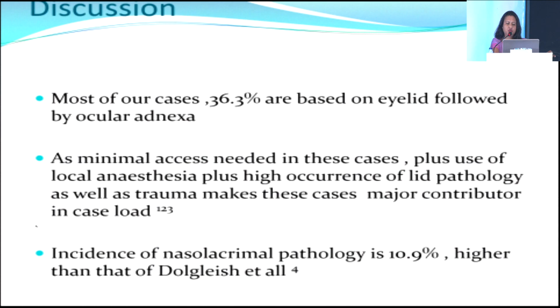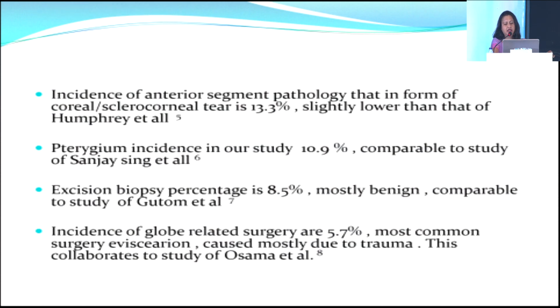Now, coming to our discussion, most cases are based on the eyelid followed by ocular adnexa. As minimal access is needed in these cases, plus use of local anesthesia, plus high occurrence of lid pathology as well as trauma, this makes these cases a major contributor to case load. Now, incidence of nasolacrimal pathology is 7.9%, which was higher than in studies found in Dolges et al., etc. Incidence of anterior segment pathology in the form of sclerocorneal tear is 13.3%, which was slightly lower than that of the Humphrey et al. study.